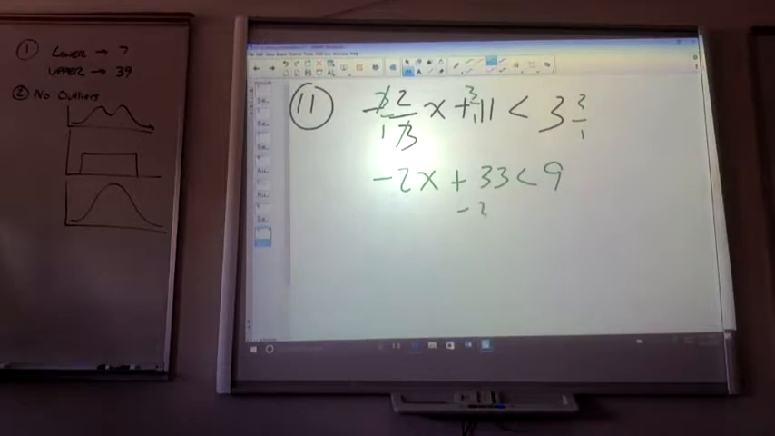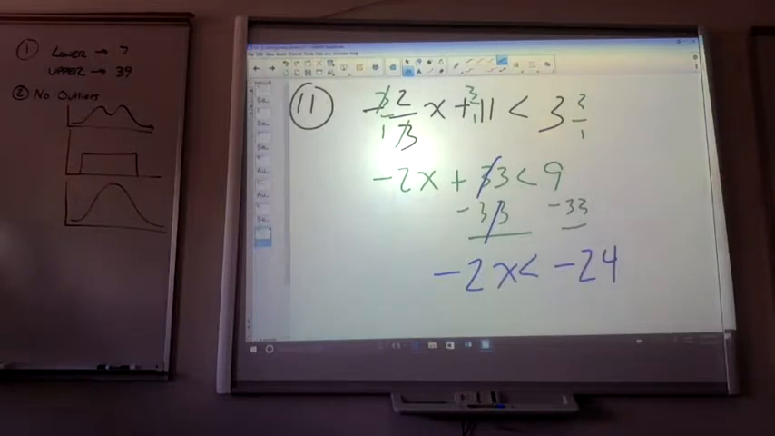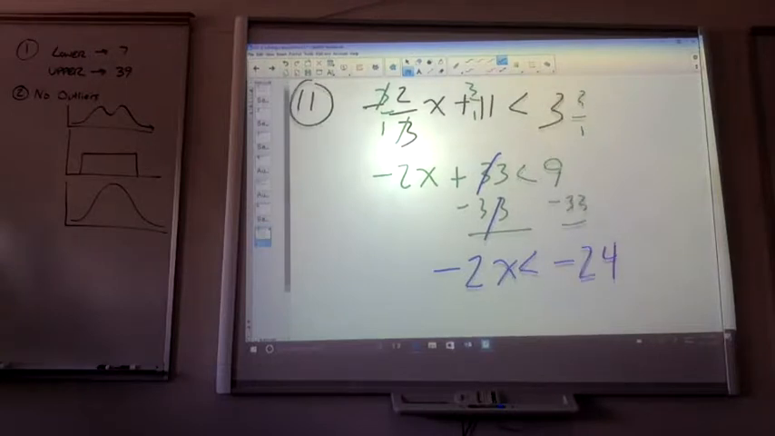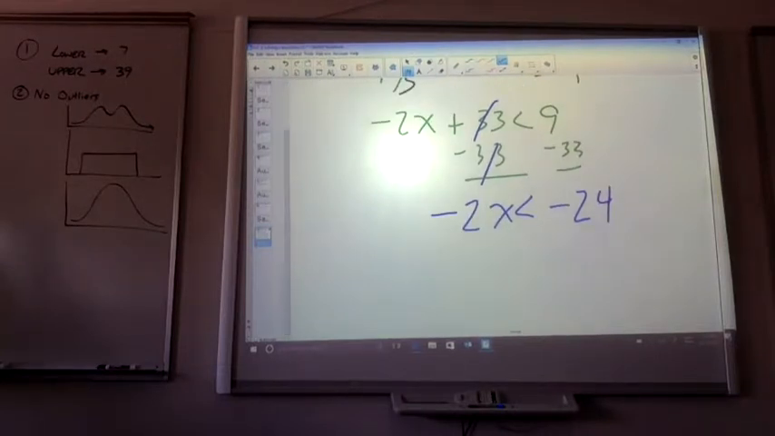All right, so then I'll subtract 33 from either side. Again, we're going to treat the inequality sign like equals. So that will cancel. So you get negative 2x is less than negative 24. Okay. Now, quick question. Does it appear that my sign will flip over? And if so, why? Yeah, I'm dividing by a negative 2. So remember, whatever you're dividing by or multiplying by, it happens to be negative.